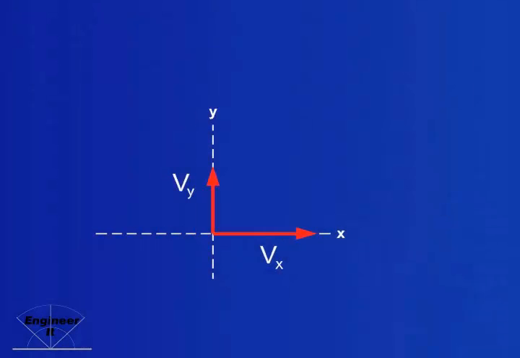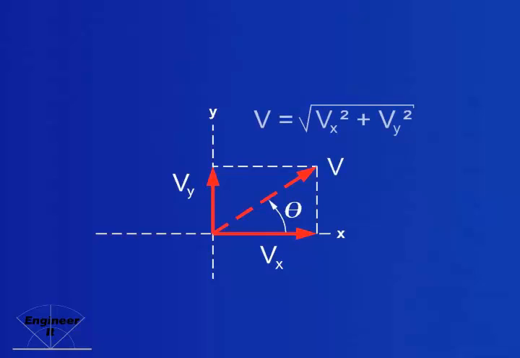If you are given the x and y components of a vector, the magnitude and direction of the resultant vector may be computed. Using the Pythagorean theorem, the magnitude of the resultant vector is v equals the square root of vx squared plus vy squared. The angle theta measured from the x-axis is the inverse tangent of vy over vx.